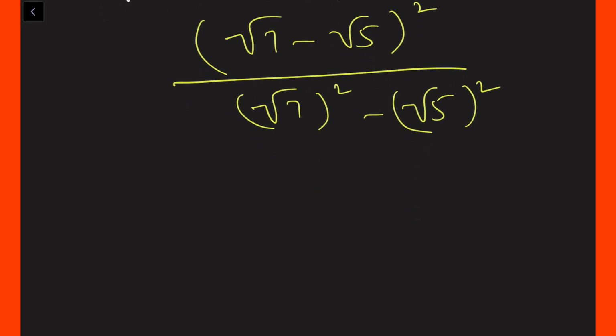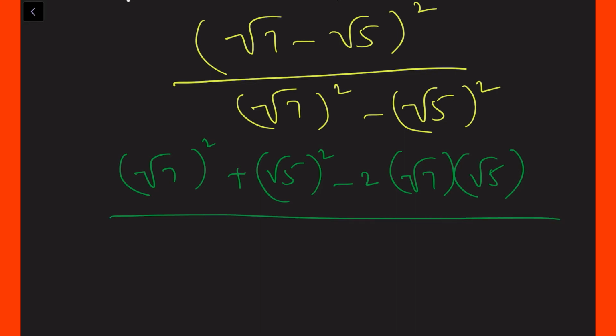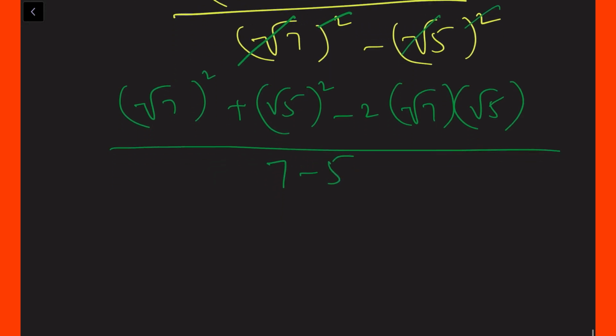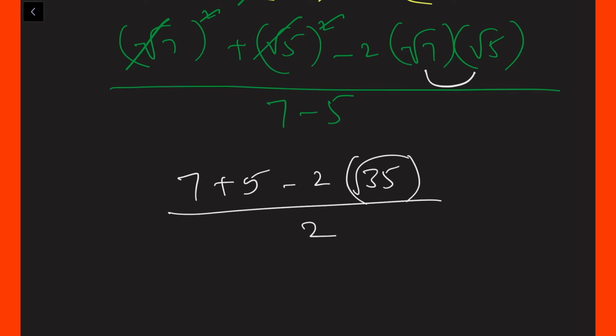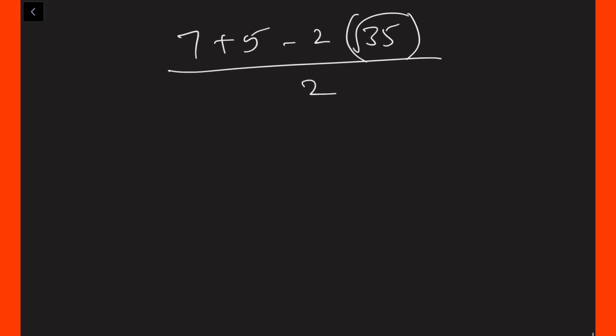In the numerator, a minus b whole square formula. So if we expand it, a square plus b square minus 2 into a into b, whole divided by root square cancel, square root square cancel. So we remain with 7 minus 5. Then 7 plus 5 minus 2 into root 7 into root 5, root 35, divided by 7 minus 5, 2. 7 plus 5, 12, minus 2 into root 35, 2 root 35, divided by 2.